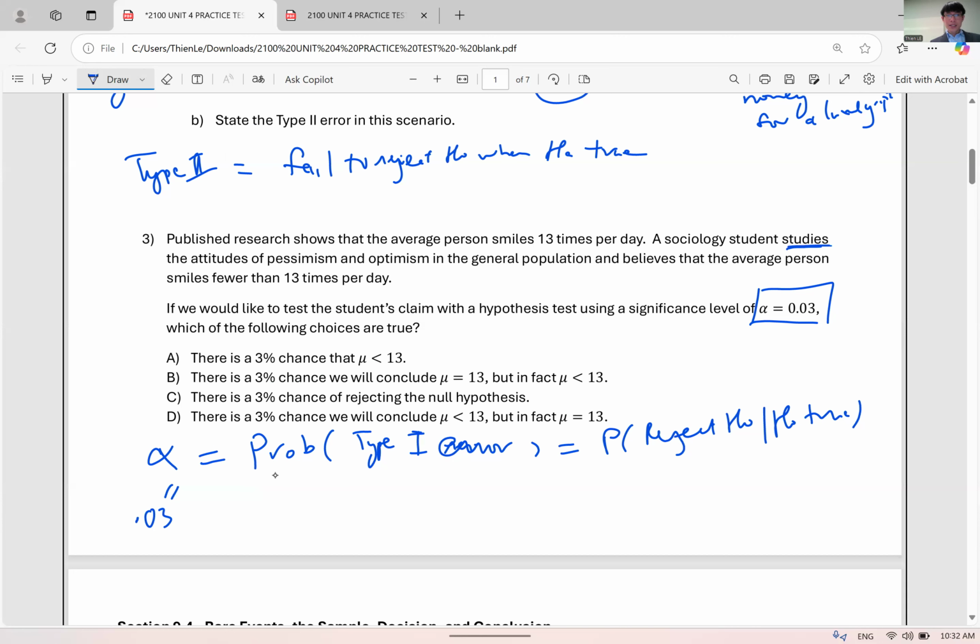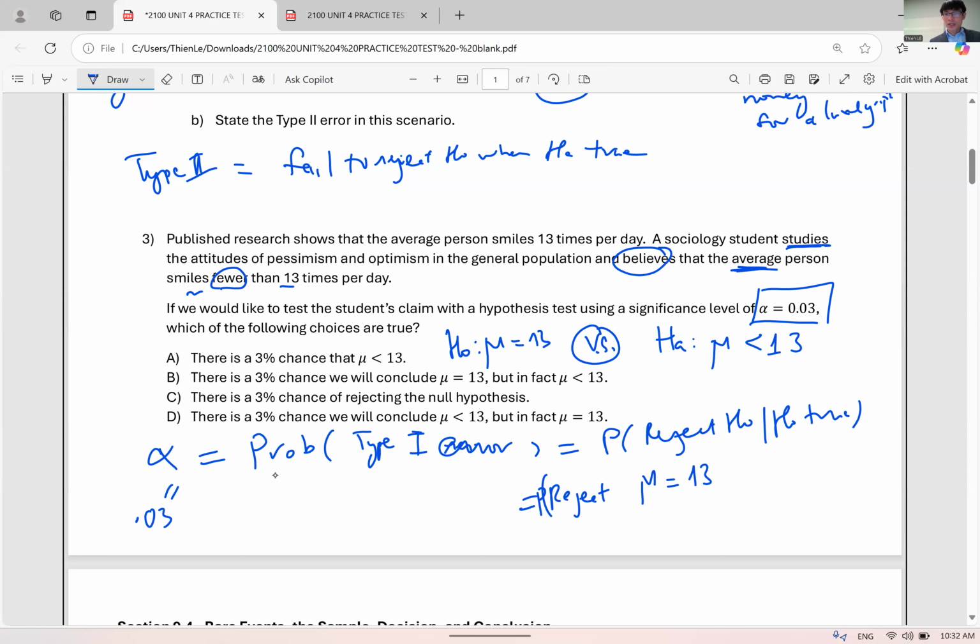So the study here, in general, believes the average person smiles fewer than 13 times per day. We're talking about the mean, fewer, which is less than 13 times per day. So the alternative is mu, the average number of smiles per day, less than 13, versus the null, which always has the equal sign. In this case, you reject H naught when it's true, which is you reject mu equal to 13, given that in fact mu equals 13.